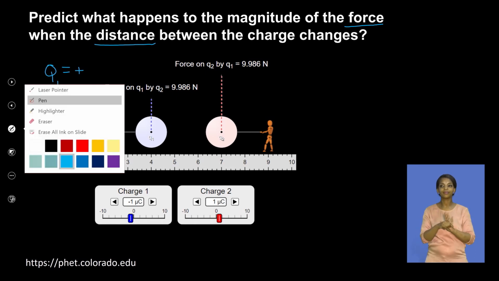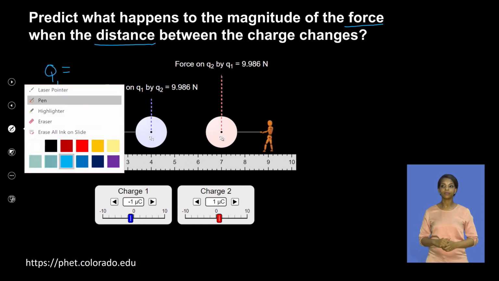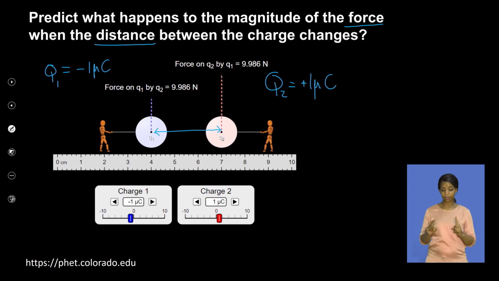Let's correct that, right? So Q1 in this case is given as -1 microcoulomb, while Q2 in this case is a positive 1 microcoulomb. So these are essentially opposite charges, right? So in other words, there is an electrostatic force that exists between them, and the distance between them, measured from those 2 imaginary lines, is actually 3 centimeters, okay?